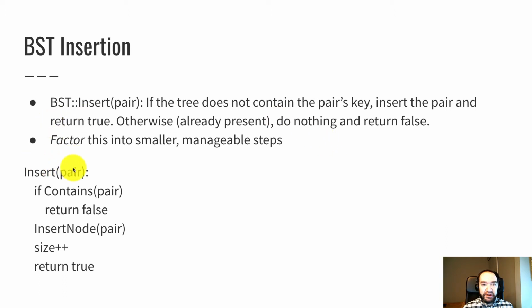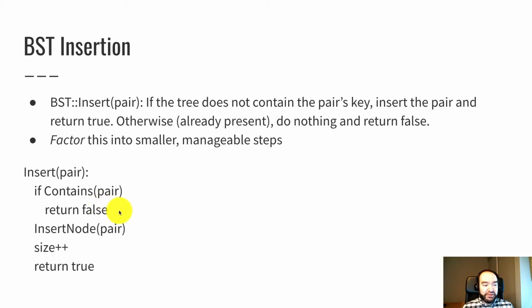Here's the pseudocode that we'll create. Insert is given a pair, and we'll say if the tree contains that pair, return false. That's using the contains algorithm or function that we already developed to handle this logic of detecting whether the key is present or not. We don't have to repeat that work. And if that's the case, return false.